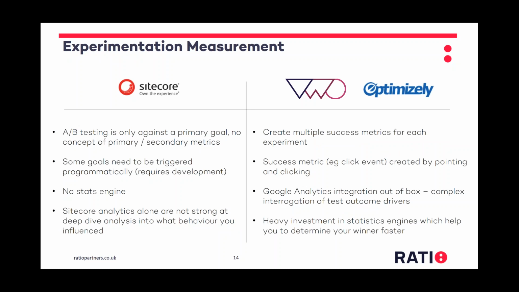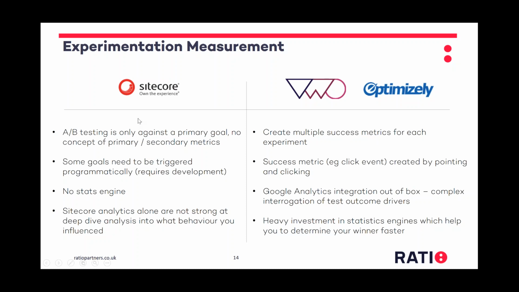Finally, I wanted to talk about experimentation measurement. This is really, really important. Obviously, we're doing these A/B tests or these personalization experiments because we want to create more business value in some form. So we need to be able to measure that easily to understand the impact of what we've done. In Sitecore, when you're running an A/B test, it's only against a primary goal. So there's no concept of primary and secondary metrics.